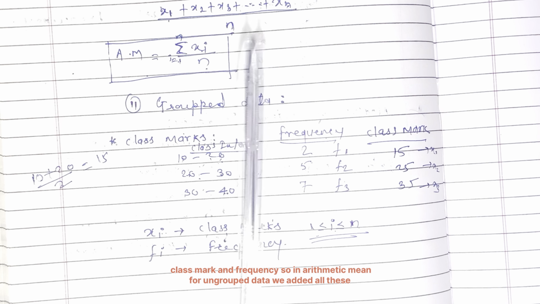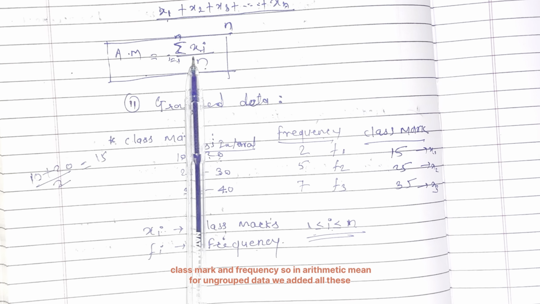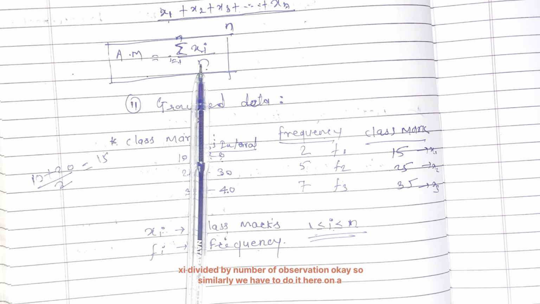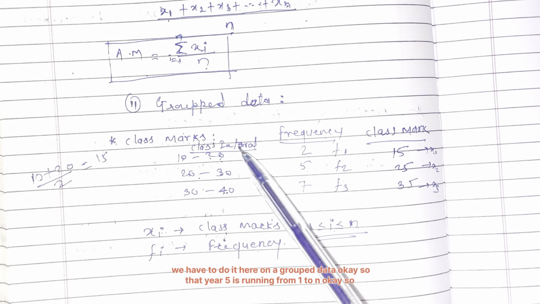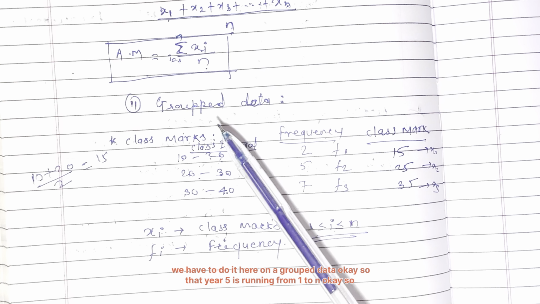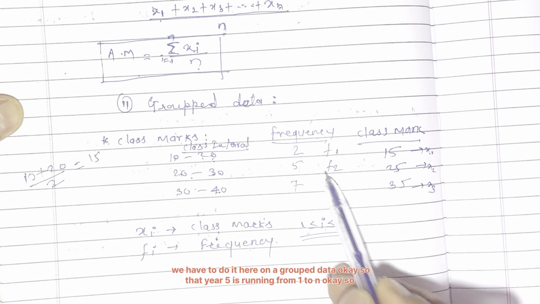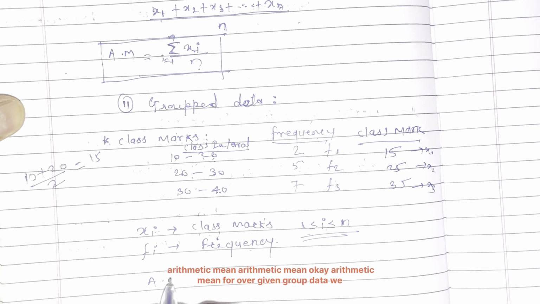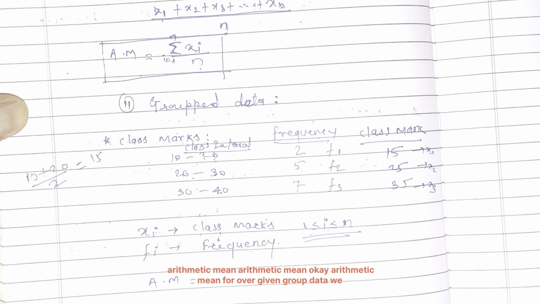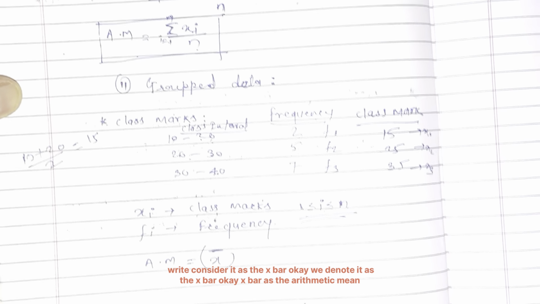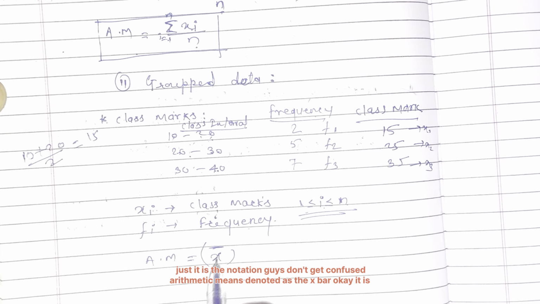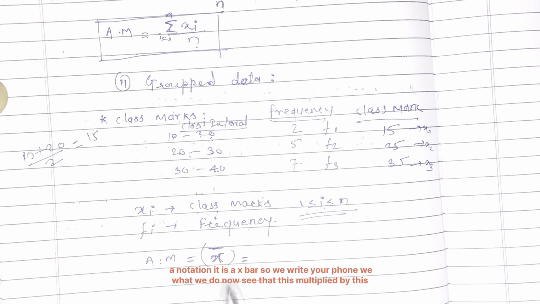So in arithmetic mean for ungrouped data, we added all these xi divided by the number of observations. Similarly we have to do it here on grouped data, where i is running from 1 to n. Arithmetic mean for our given grouped data, we denote it as x bar. It is just the notation, guys, don't get confused.